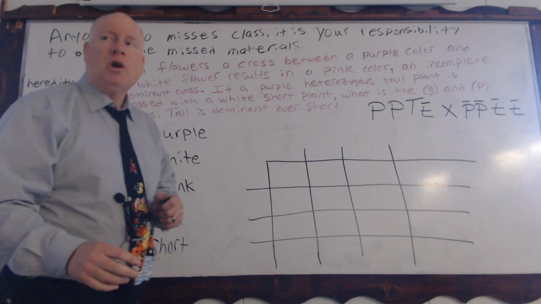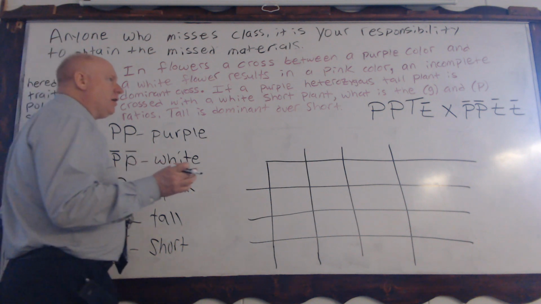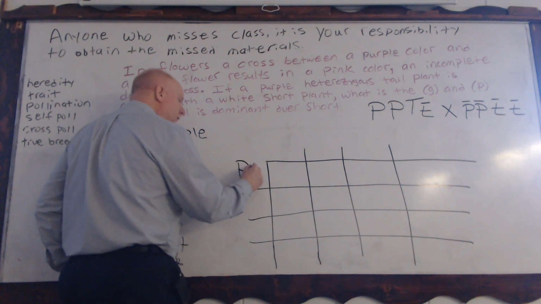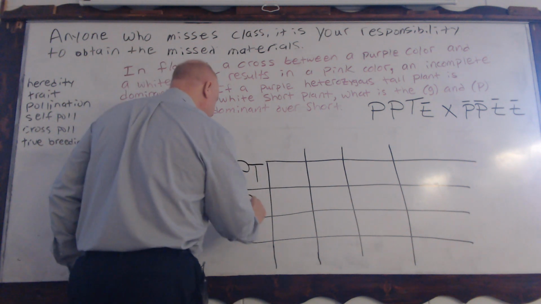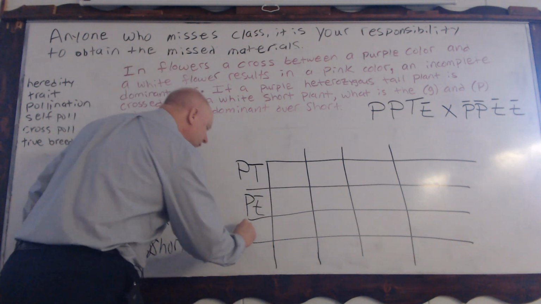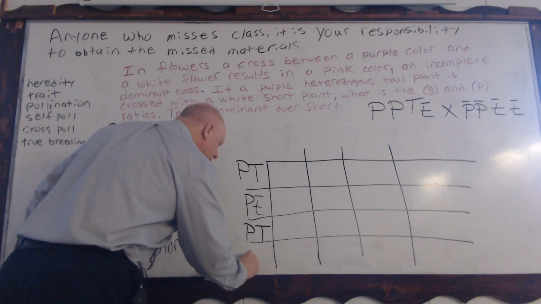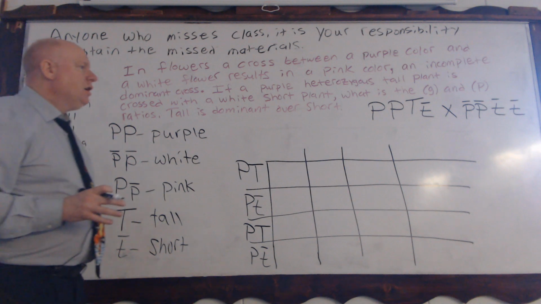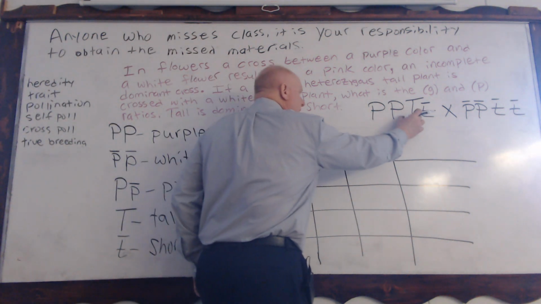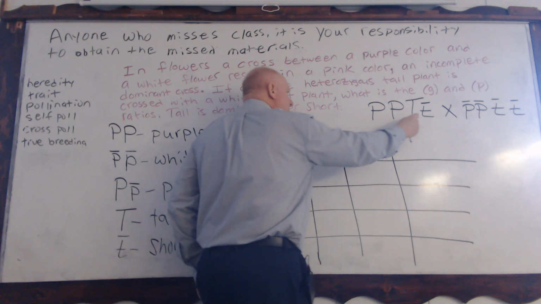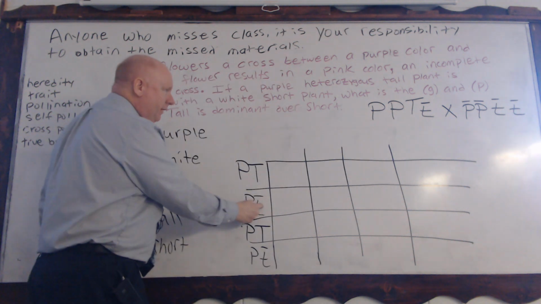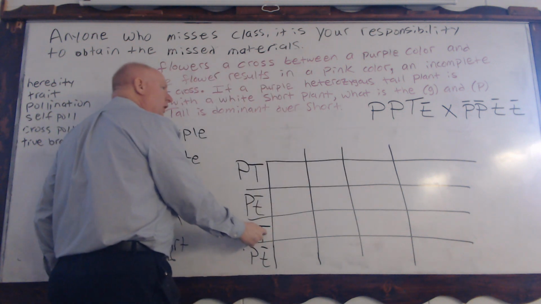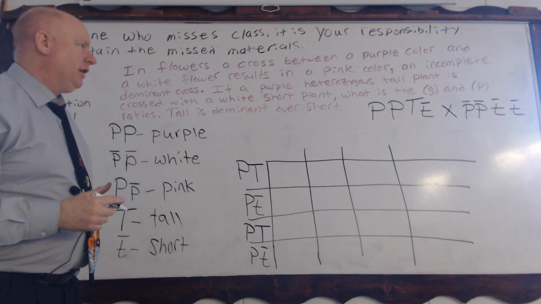Okay. So when we FOIL this out, what are our first two alleles over here? Big P, big T. Your first term, capital P, capital T. Your outside, capital P, lowercase t, just like what we have there. Your inside, capital P, capital T. Then your last, capital P, lowercase t.